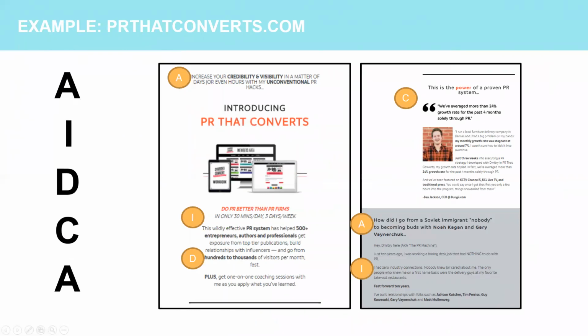And so you can see we grab attention with our headline. We hold interest with "do better PR than PR firms." We agitate that desire. And then, hey, conviction, bringing in some social proof, some specific relatable social proof. And I'll talk about at the end what makes for good social proof to get that happening. And then again, we start repeating down the page.